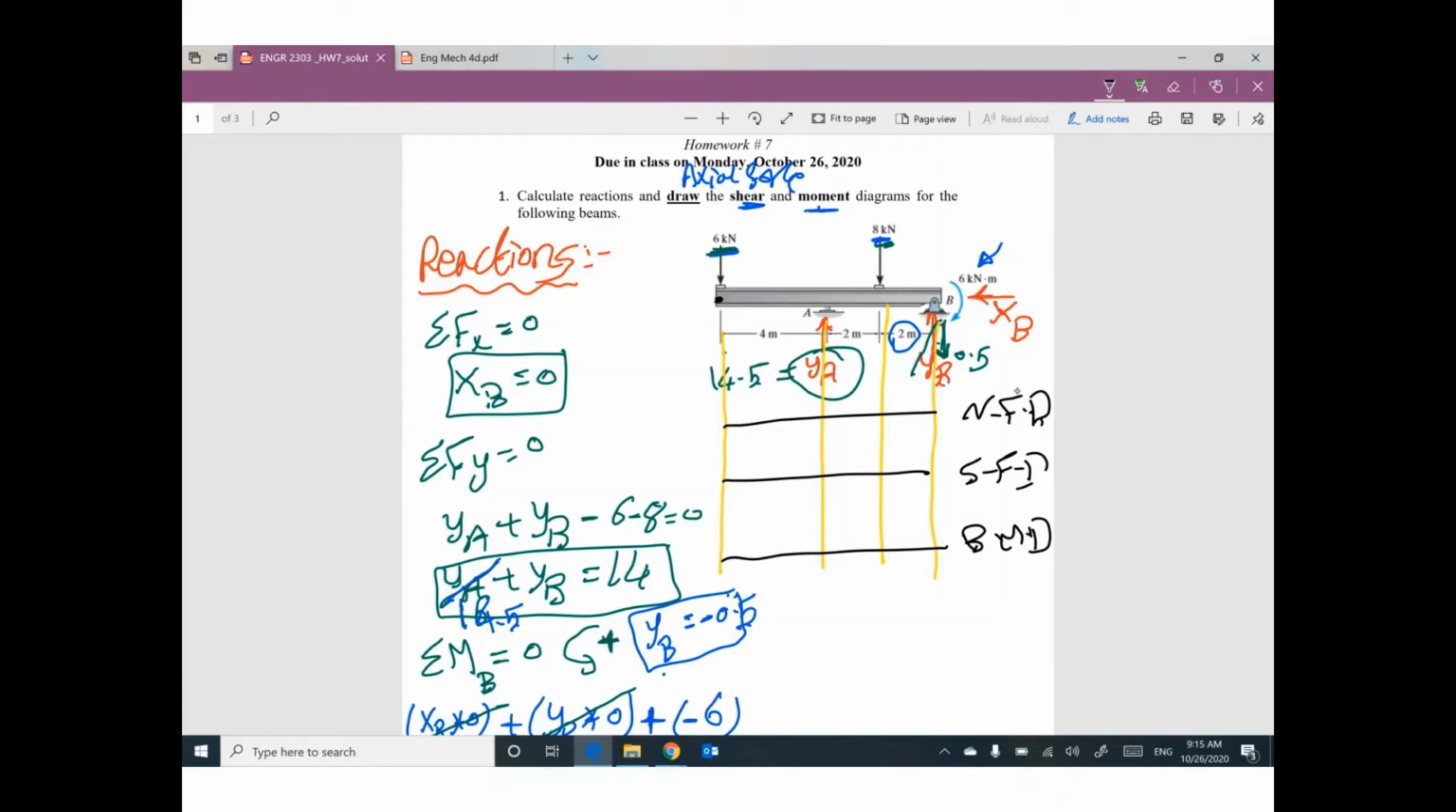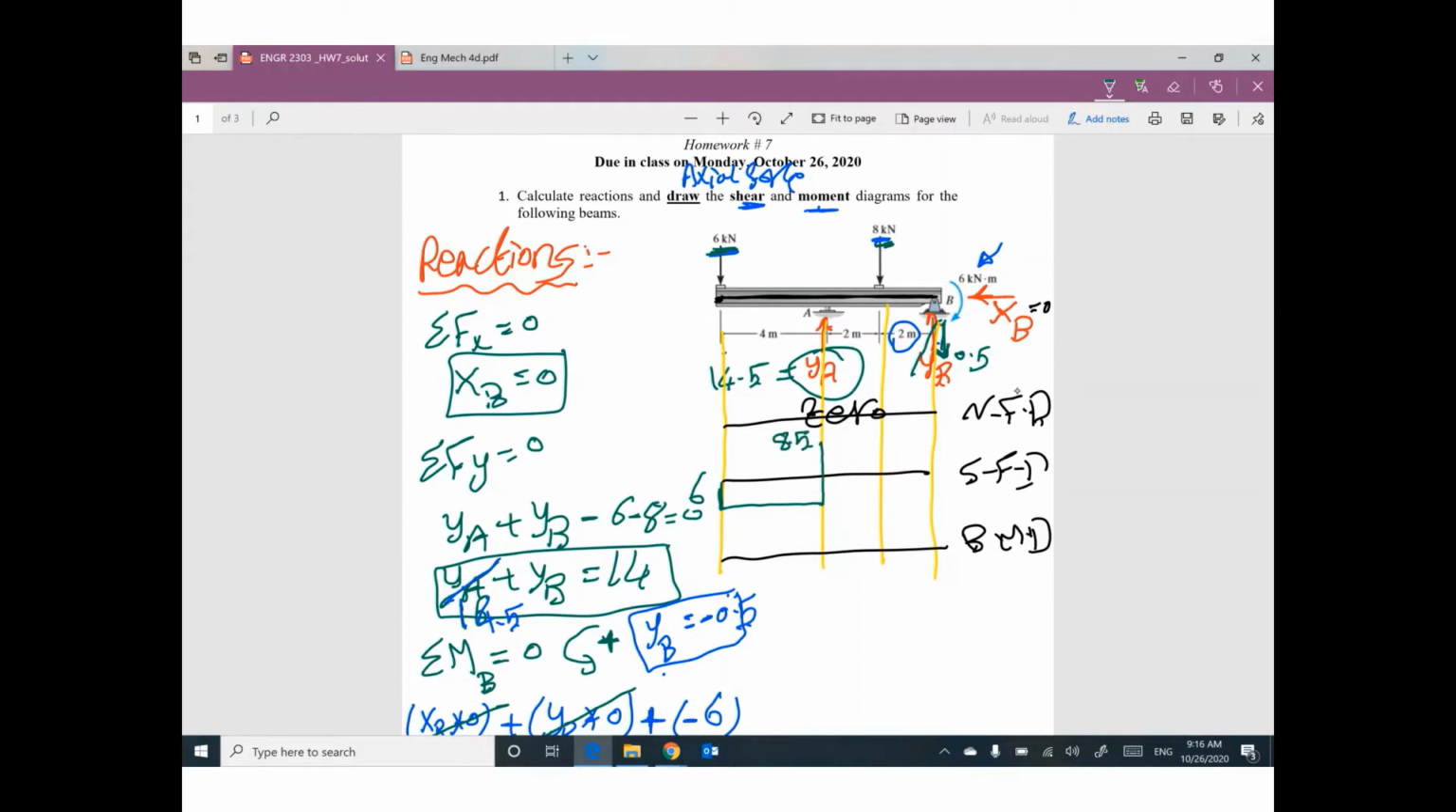Do you have any force in this beam parallel to this member? We have only XB, and the value of XB is 0, so normal force will be 0. For shear force diagram, I'm gonna go up if the force is going up. I'm gonna go down if the force is going down. We have 6 going down, constant. We have YA coming up, 14.5, so I will reach 8.5.